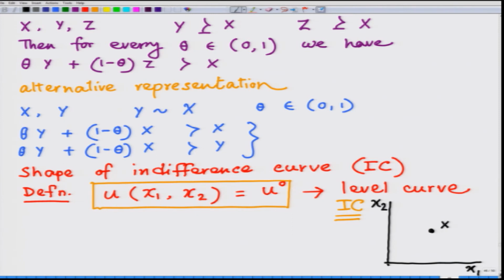Now, let us draw some quadrants along this commodity bundle x. Okay. So, now we have to find out a point, a commodity bundle y and another commodity bundle say z, such that x is indifferent to y and x is indifferent to z. Now, where will these commodity bundles be located?